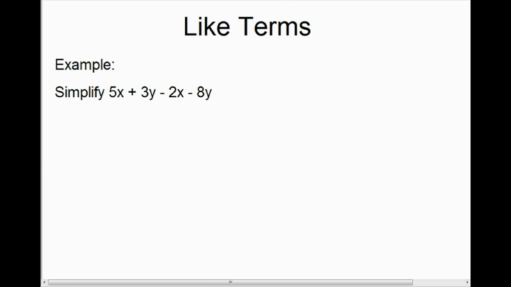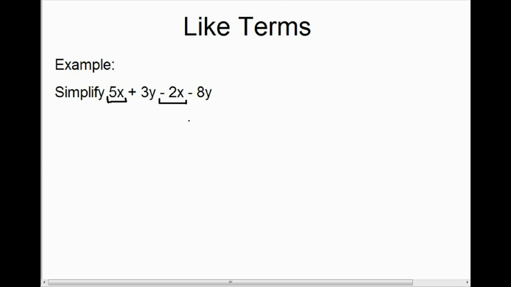So here's another example where we've got a few terms and we're asked to simplify. So if we look at this math sentence, again, the first thing we're going to ask ourselves is, do we have any like terms here? So our first term here is 5x. Now our second term is 3y. That is not a like term, but minus 2x is a like term.